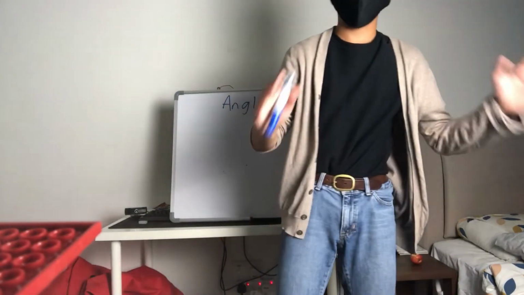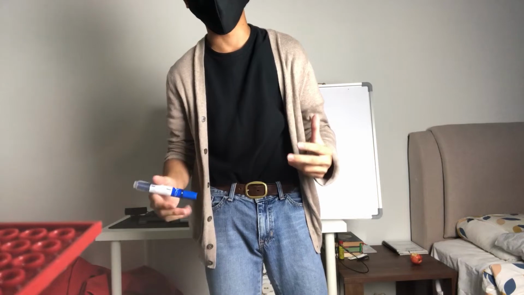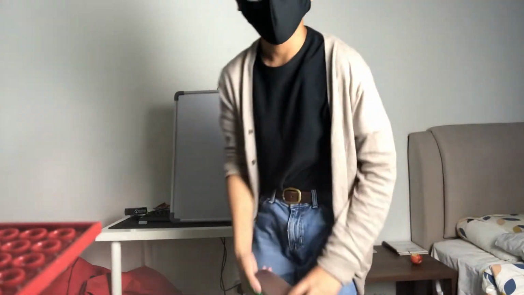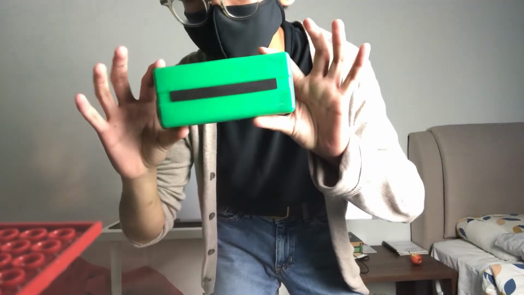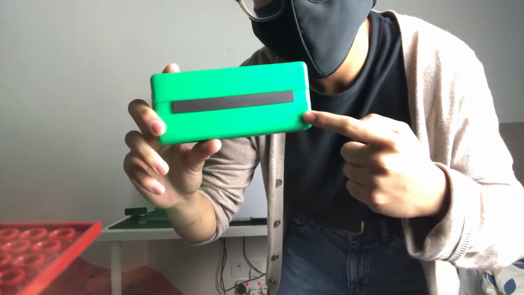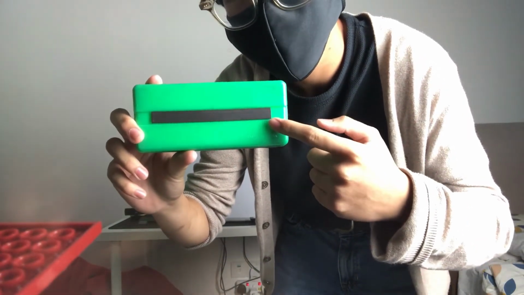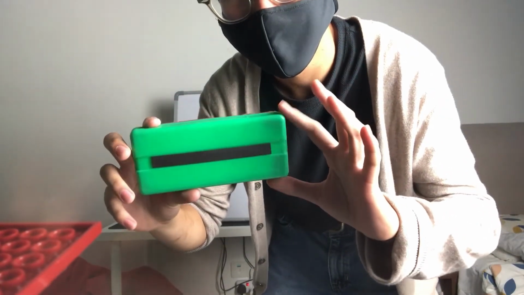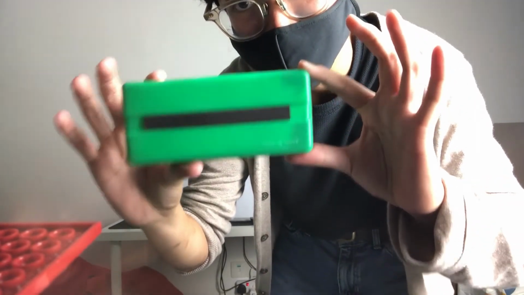Angle fact 3. Angles in a quadrilateral will always be 360 degrees. For example, this, what we call it over here, these sides are always 90 degrees, but the total sum of this shape would be 360 degrees.